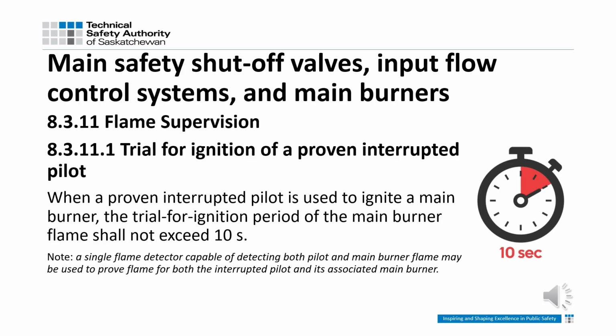8.3.11.1 Trial for ignition of a proven interrupted pilot. The basis for this approval is the pilot burner is physically located so close to the main burner nozzle that it would be impossible for the proven pilot not to ignite the main burner gas. Therefore, if the pilot burner is proven, then the main burner must be ignited as well, even though there is no independent flame sensing installed. Using this same basis of approval, the capacity of the burner and the type of control system is not relevant as long as the pilot burner has been field tested.